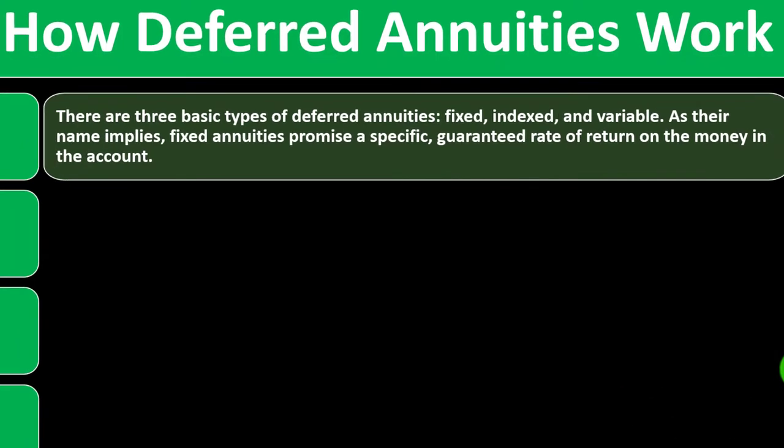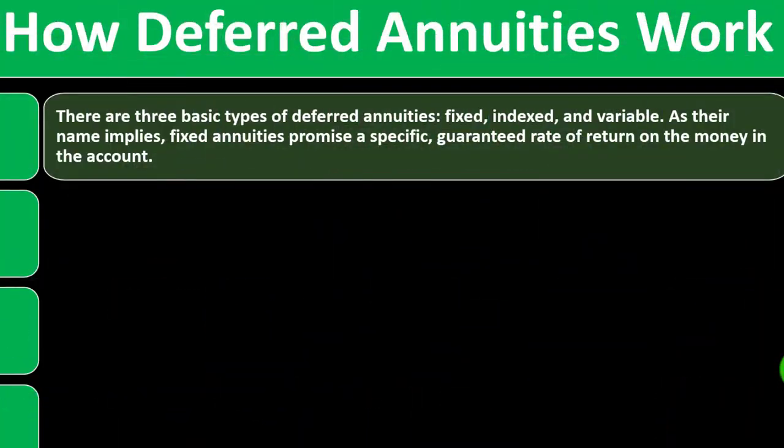How deferred annuities work: there are three basic types of deferred annuities, fixed, indexed, and variable. As the name implies, fixed annuities promise a specific guaranteed rate of return on the money in the account. That's the most conservative type. You're probably not going to get as much of a return, or have the potential to get the return that you might have with a variable annuity. But because everything is fixed, it's more of a guarantee.